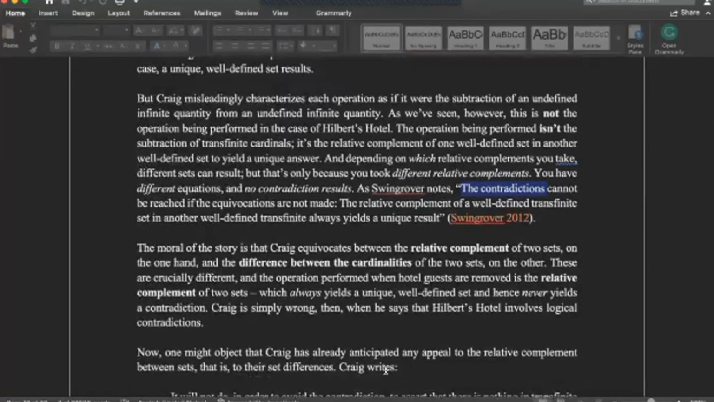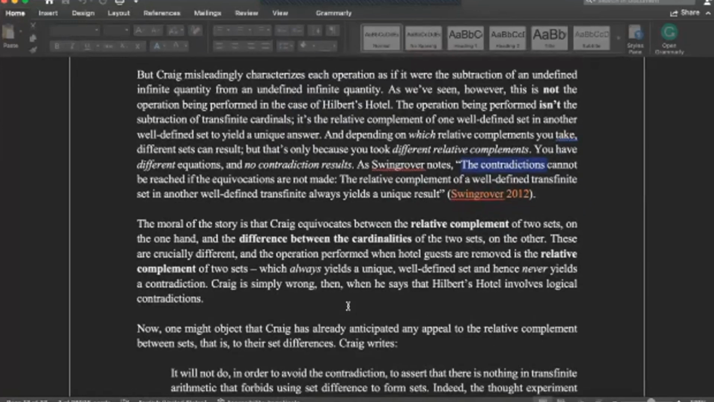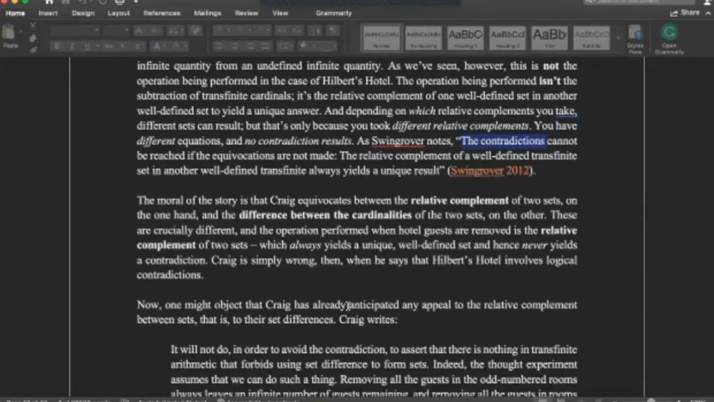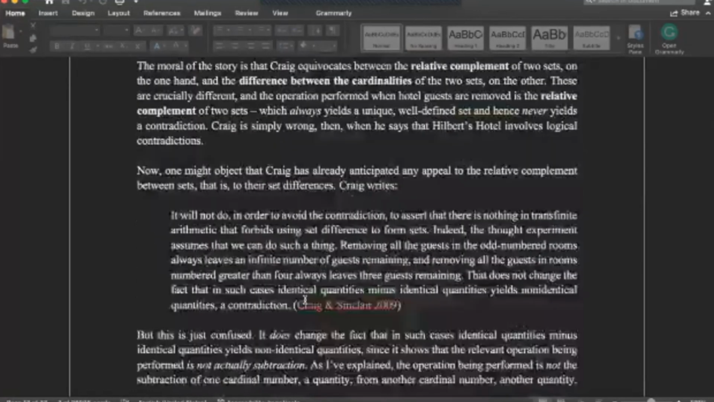He's flatly wrong. Now, one might object that Craig has already anticipated any appeal to the relative complement between sets, that is, to their set differences. Craig writes, for instance, I think this is just in a footnote buried in his Blackwell Companion to Natural Theology chapter with James D. Sinclair, he says, "It will not do, in order to avoid the contradiction, to assert that there is nothing in transfinite arithmetic that forbids using set difference to form sets.